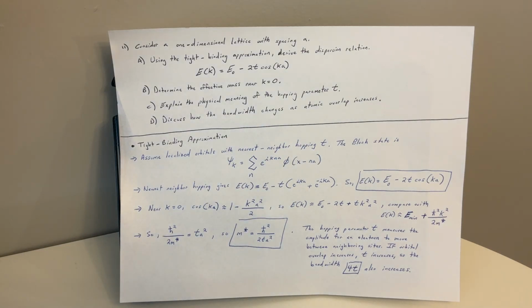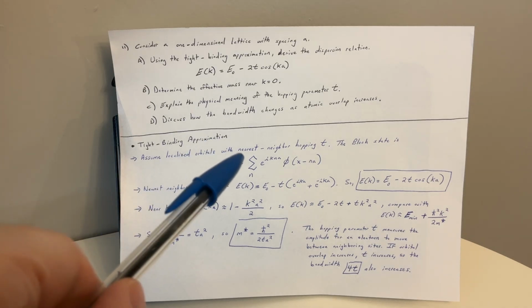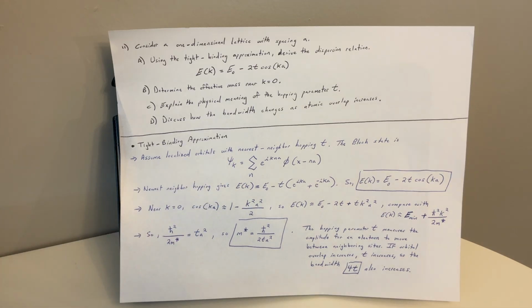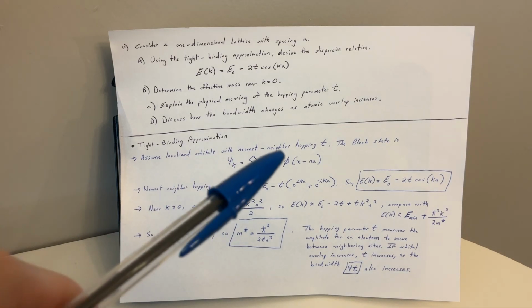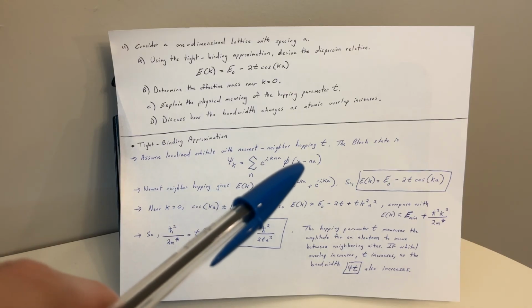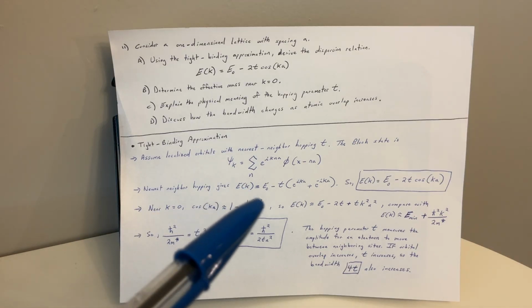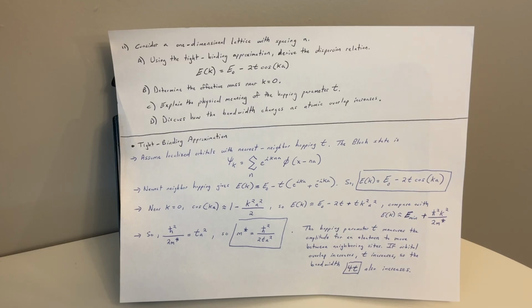And this is a condensed version of the explanation, so we'll get through it quickly here. So assume localized orbitals with nearest neighbor hopping t. Here we're given the state psi sub k equals the sum over n of e to the i k n a phi of x minus na. Our nearest neighbor hopping gives E of k is E naught minus t times the quantity e to the ika plus e to the negative ika. So E of k equals E naught minus 2t cosine ka.